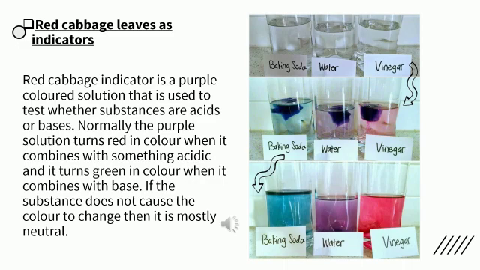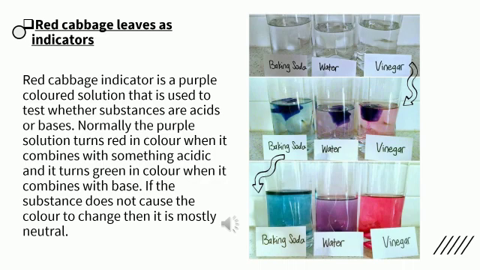Here you can see in a picture. They have taken three beakers. One beaker consists of baking soda solution, the next is water, and the next is vinegar. They are adding cabbage leaves solution to each beaker and you can see the color change. Baking soda is a base, isn't it? So it is turning somewhat greenish blue. Water is neutral, and vinegar is turning red.